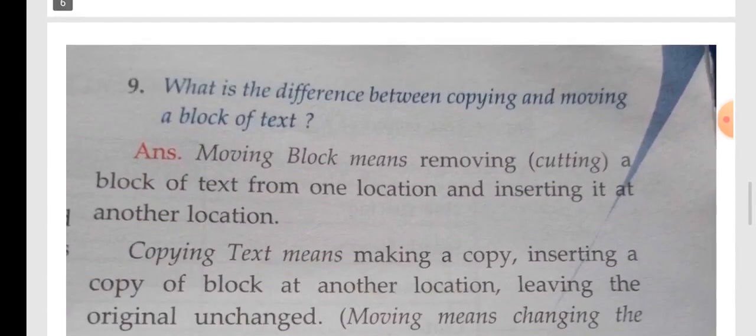Next is, what is the difference between copying and moving a block of text? There are two operations, copying and moving. Moving a block means removing or cutting a block of text from one location and inserting it at another location. That is a move operation. It means you move from one place to another place. Similarly, in Word, when you move from one place to another, the data goes from one place to another. So that is a moving block operation.